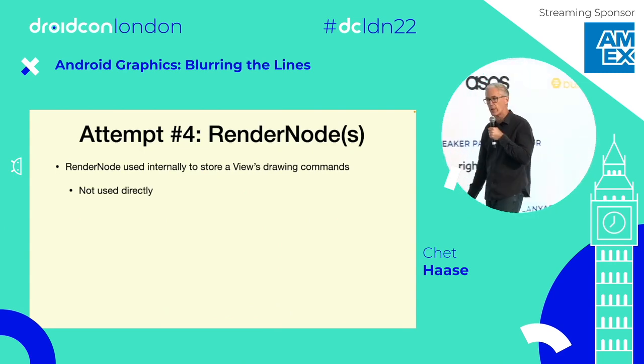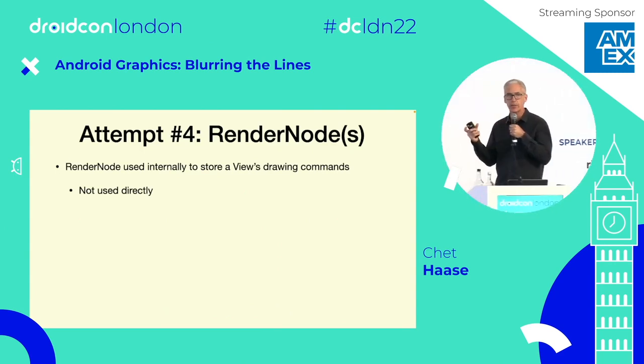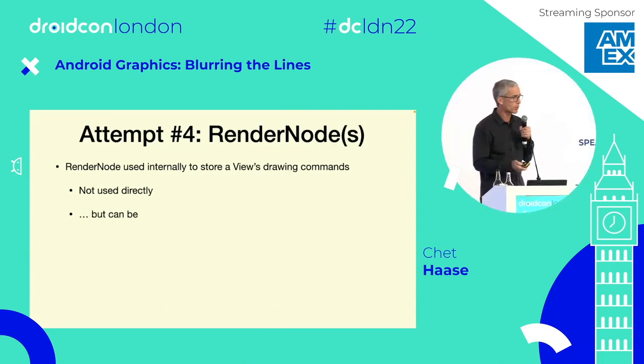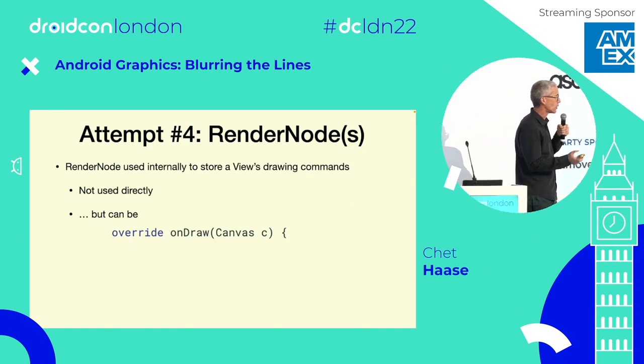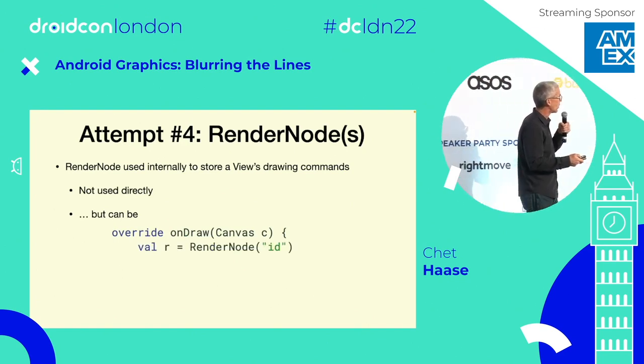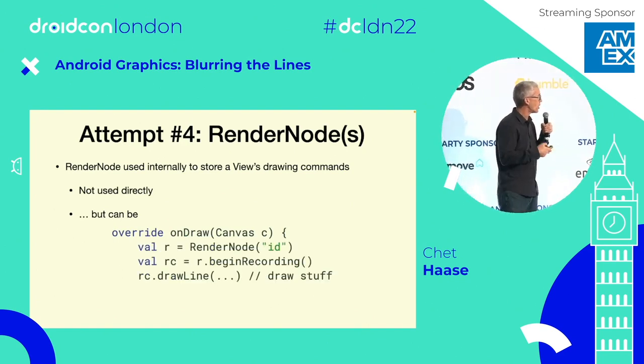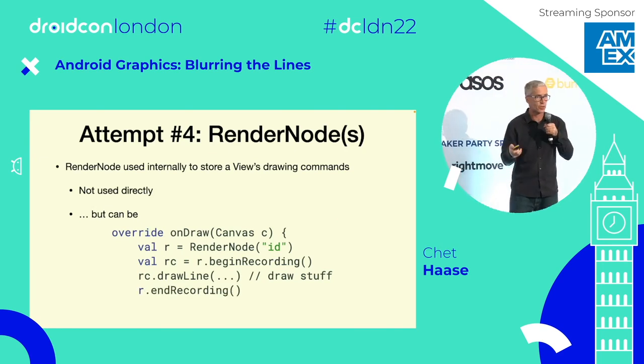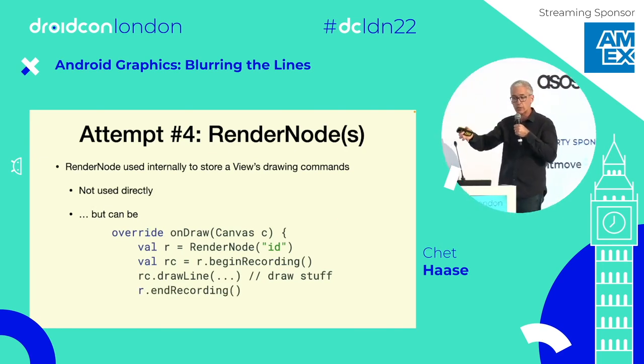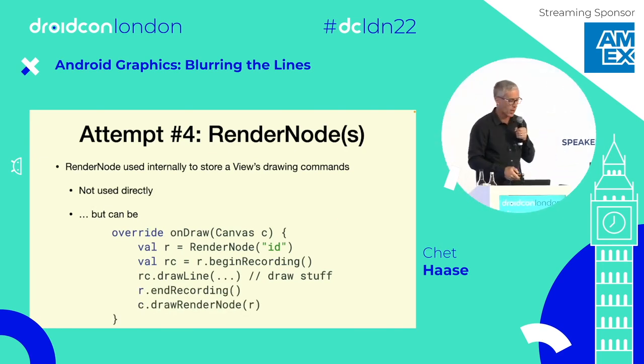So the result is: use two render nodes. Render node is a way to cache the information that is happening for any particular view. It's what we used internally, and it's a new API that we exposed a few releases ago. You create a render node, you get a recording canvas, you do your drawing operations, and then it's basically this data structure that holds those rendering operations.